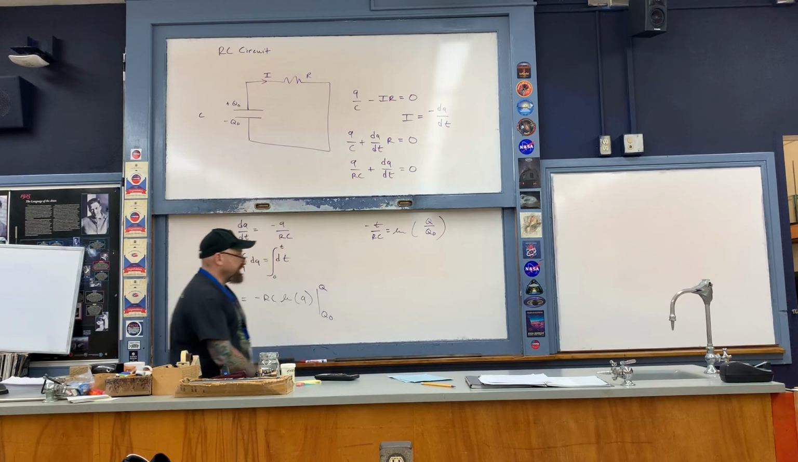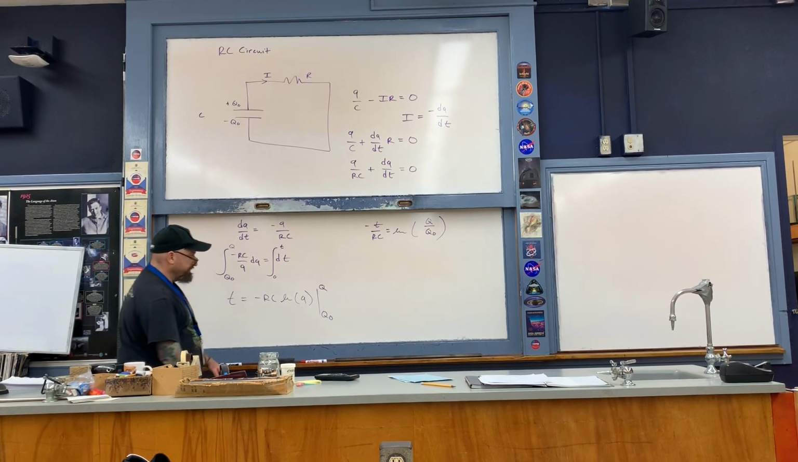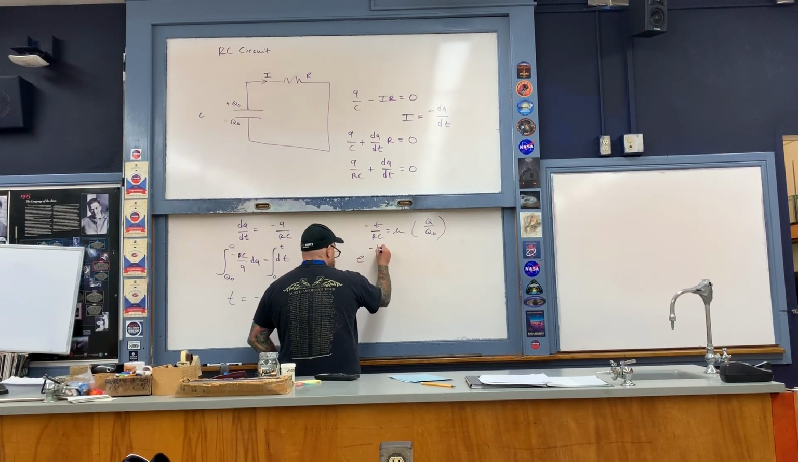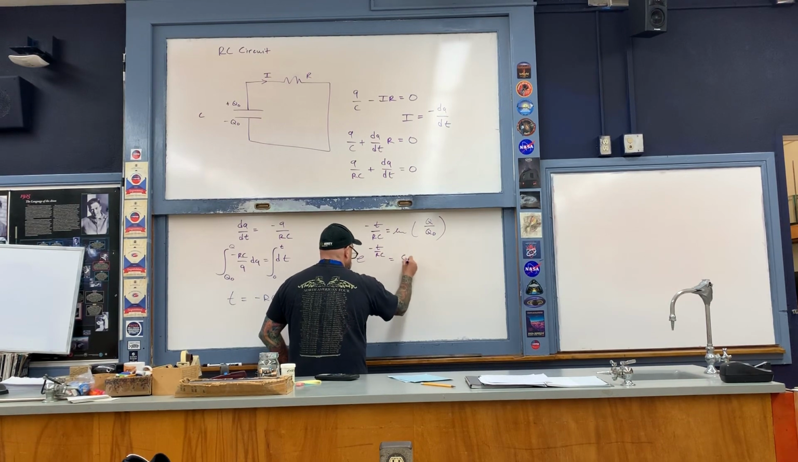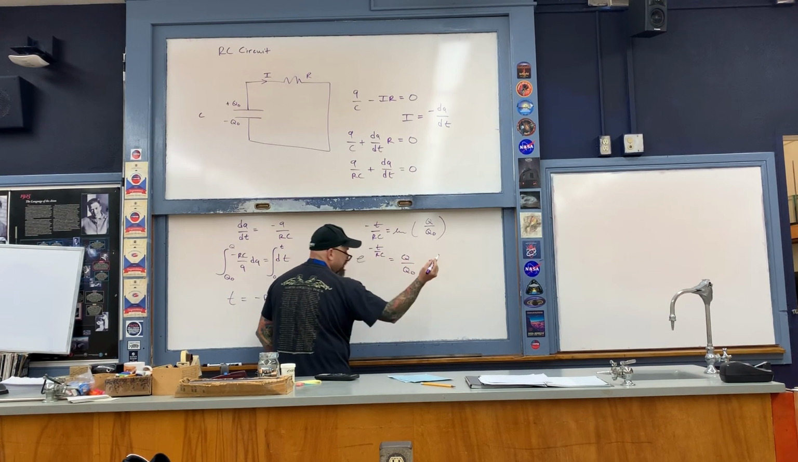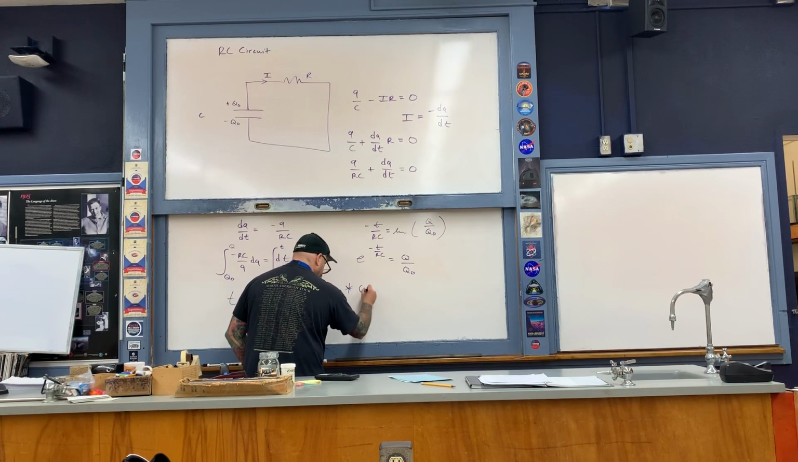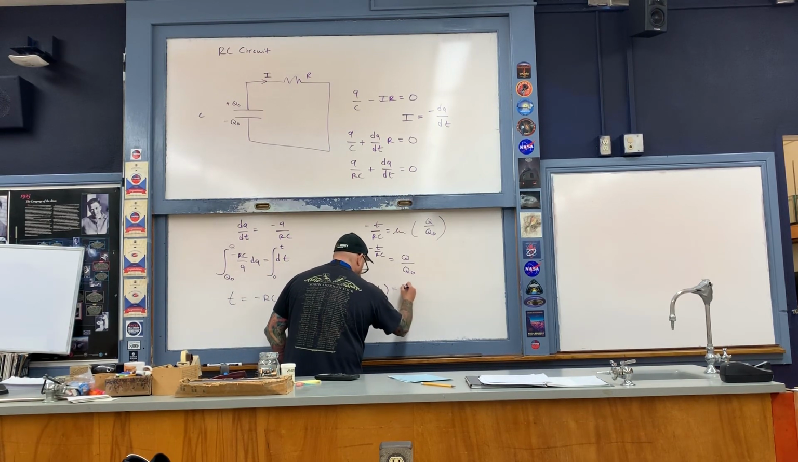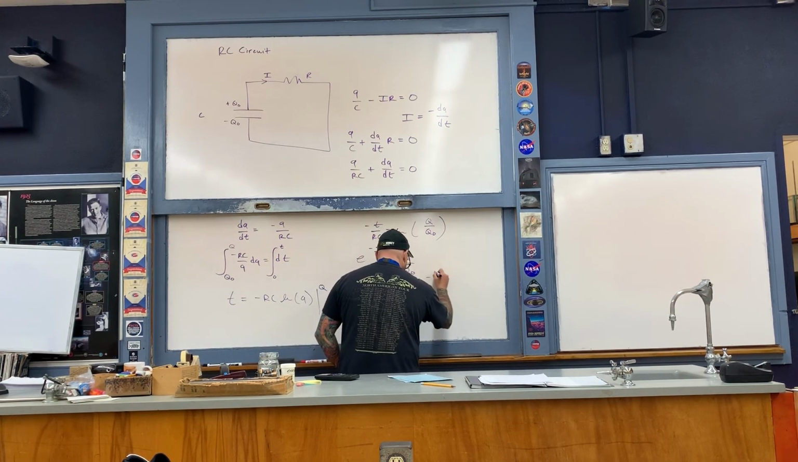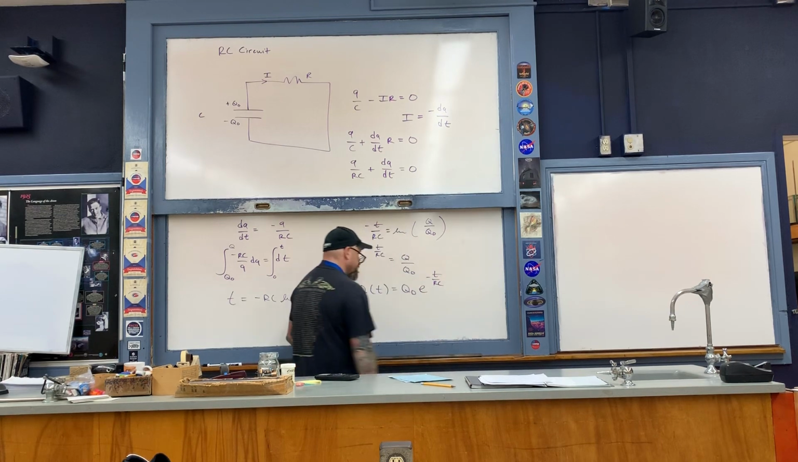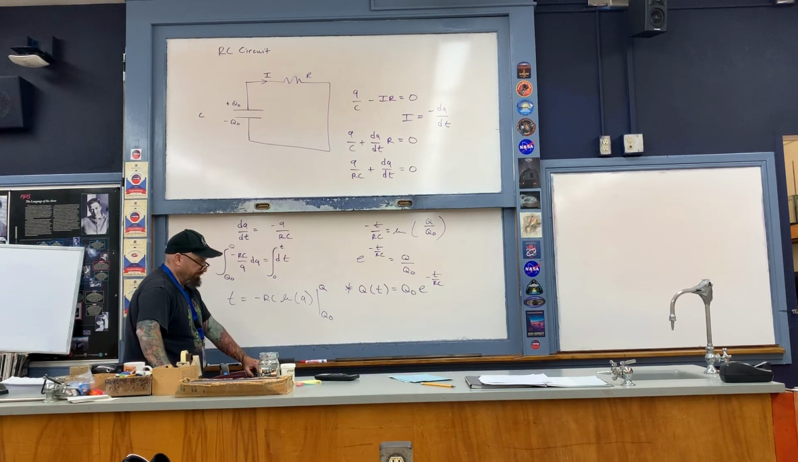Like so. And then let's go ahead and get rid of the natural logarithm. So e to the minus t over RC, like so, equals then Q over Q naught. And now you just solve for Q. This is the charge on the capacitor still as a function of time. That's this expression here.